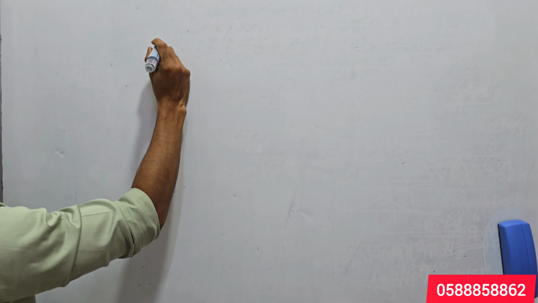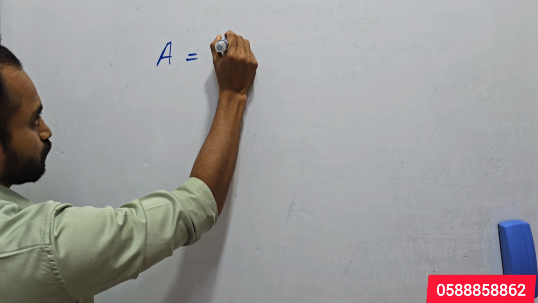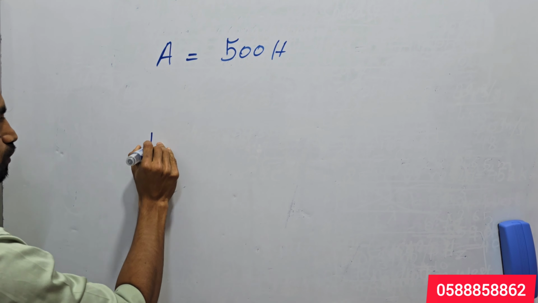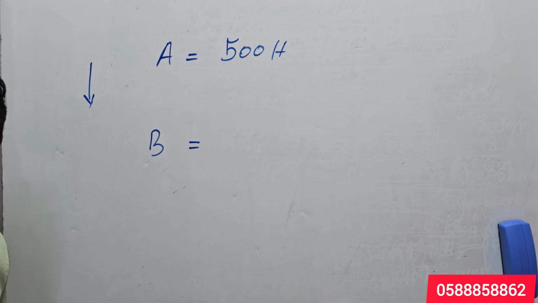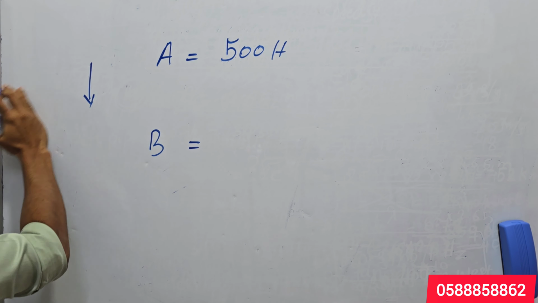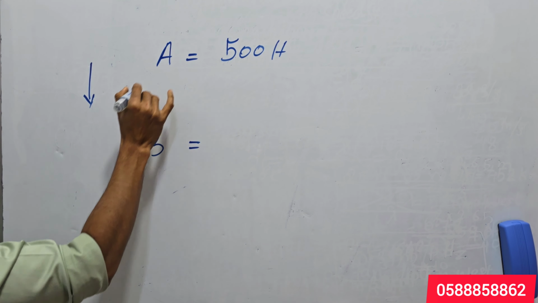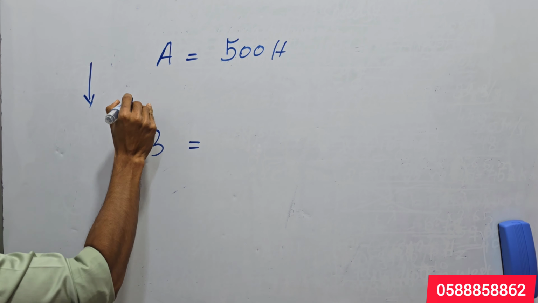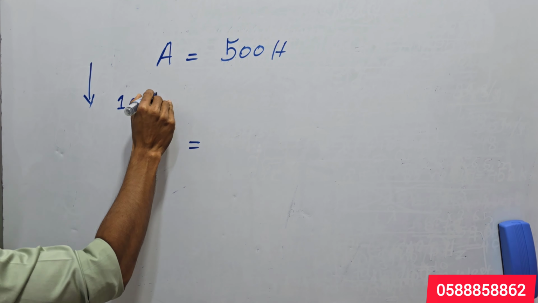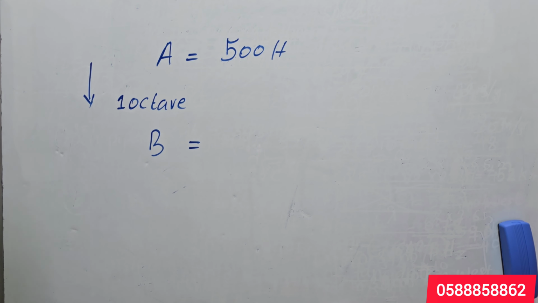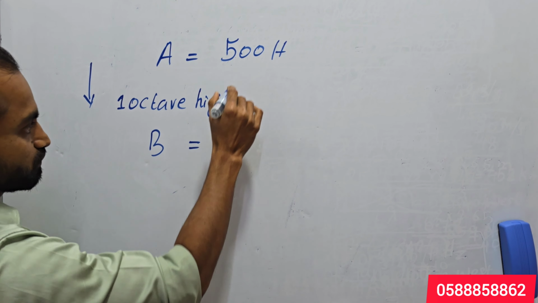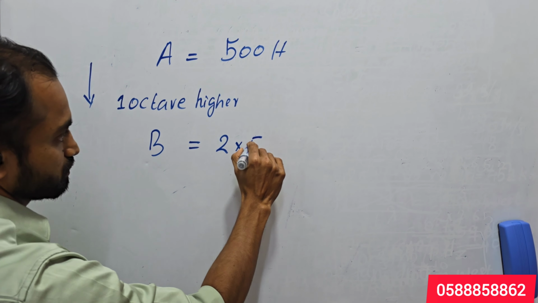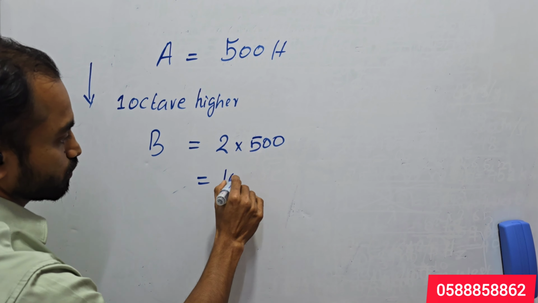For example, this we will call object A, which is producing a sound of frequency 500 hertz, and we have object B. It is given that object B is producing a sound whose frequency is 1 octave higher compared to the sound produced by object A. So how much will be the frequency of the sound produced by B? 1 octave higher means the frequency will be 2 times higher, so it will be 1000 hertz.